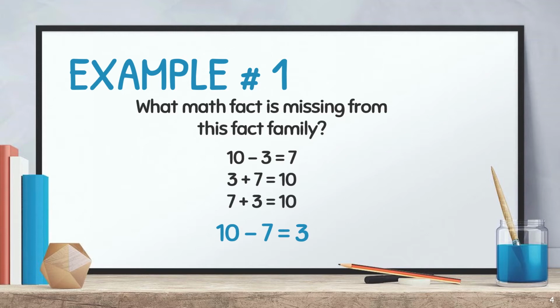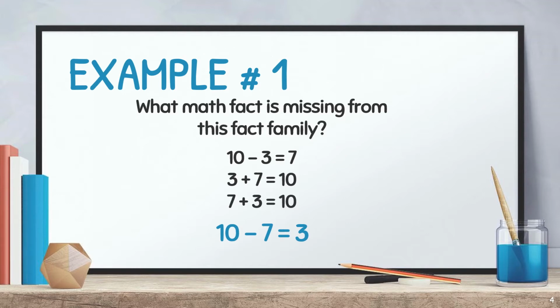I want you to also look at each of these. Look at all 4. You can see that with the addition problems, we're taking the 2 smaller numbers and adding them together. First time we add 3 plus 7 in that order, and the second time we add it in the opposite order, 7 plus 3. But both of our addition facts are 3 plus 7, 7 plus 3, and they both equal 10, the largest number.